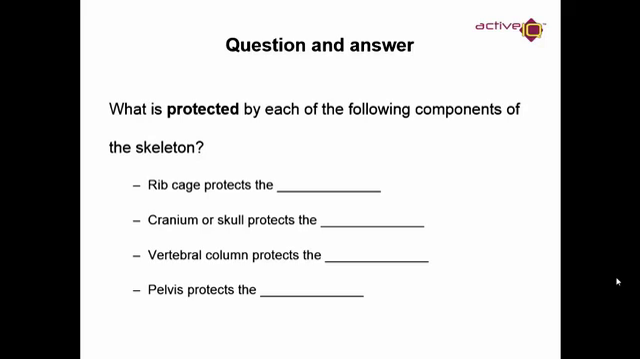We then have the cranium or skull, and probably don't need to tell you this, but inside the skull we have the brain, and the purpose of the cranium and the skull is to protect the brain, make sure it doesn't get knocked around, and make sure that it doesn't get damaged.